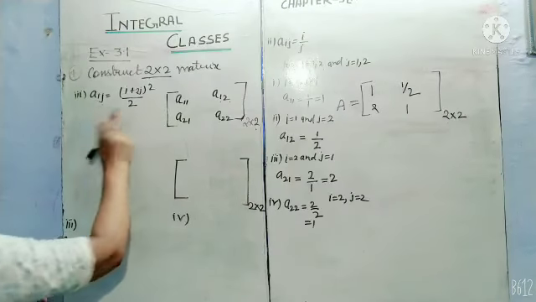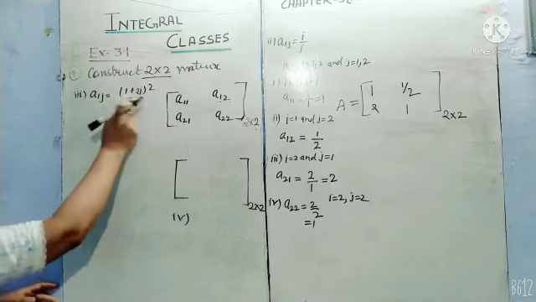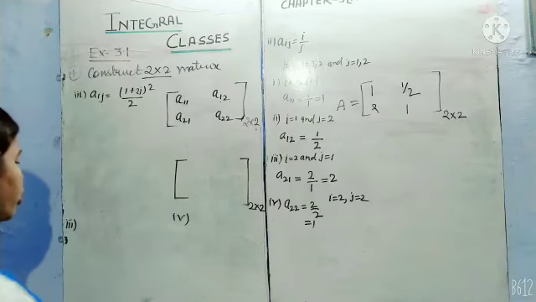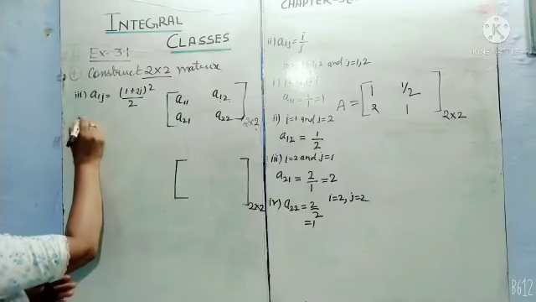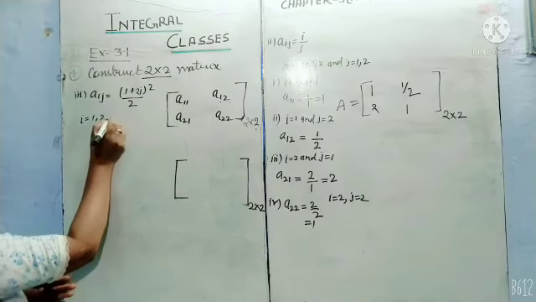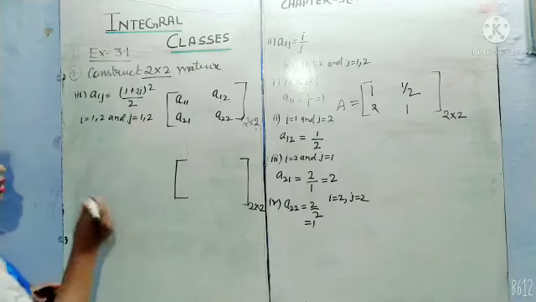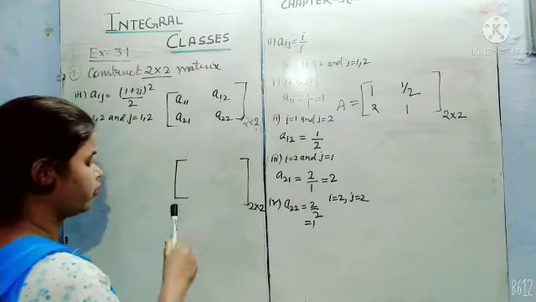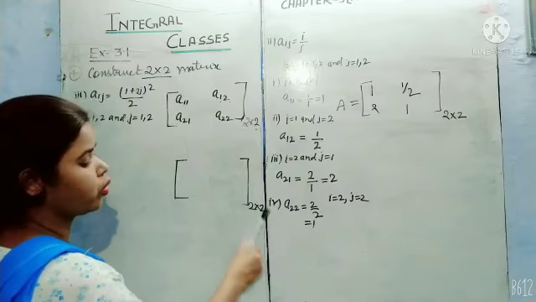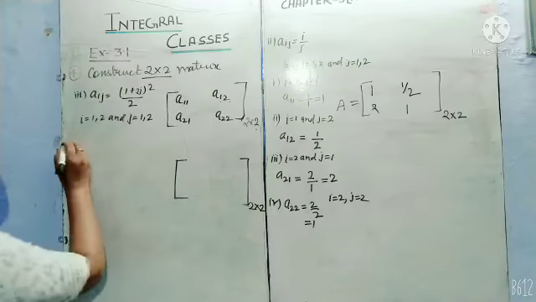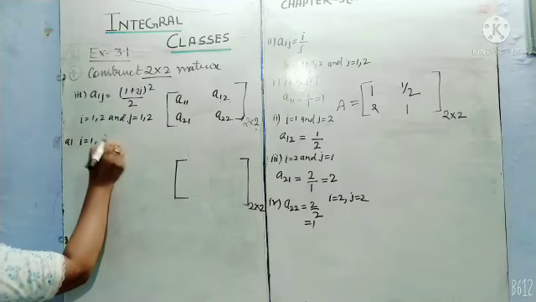Third part of this question, we are given the condition Aij equal to (i plus 2j) whole square by 2. So students, again we will put i equal to 1, 2 and j equal to 1, 2, because we will find the matrix which has order 2 cross 2. So first is i equal to 1 and j equal to 1.